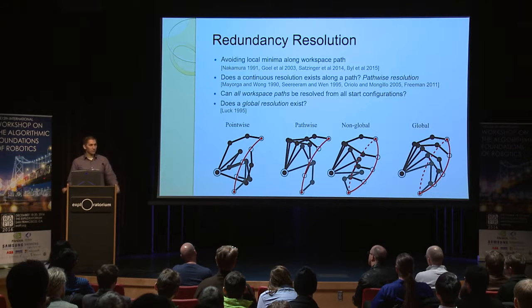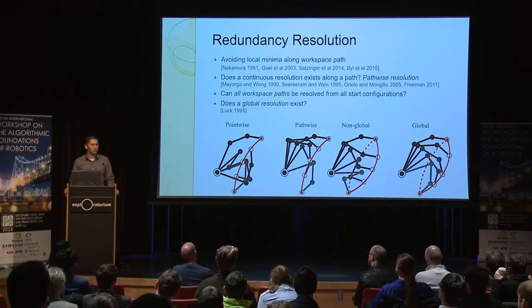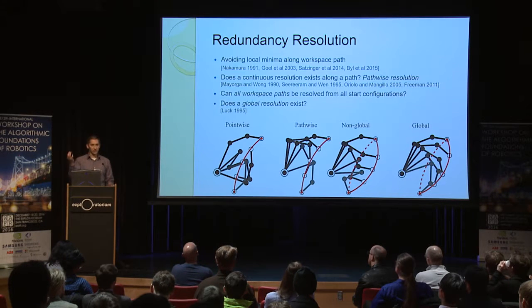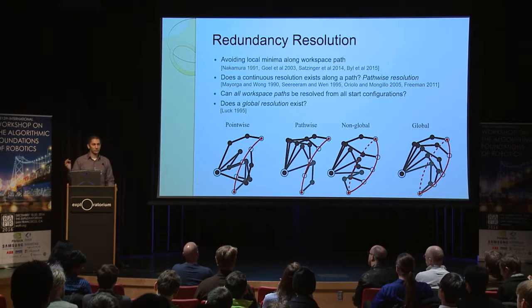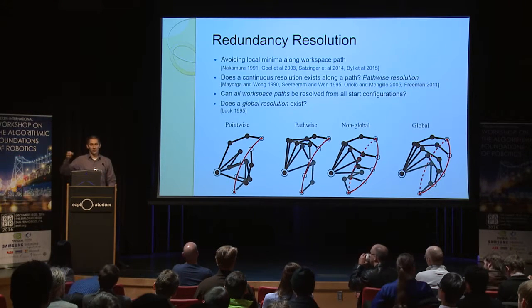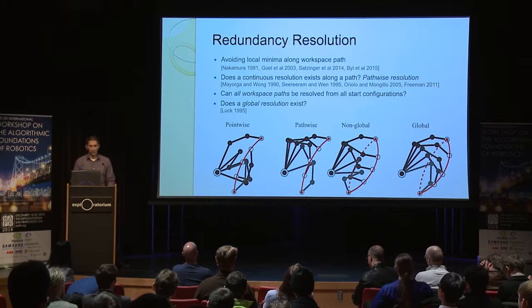Very few people have studied this. I could only find one other example in the literature where people were studying whether or not a global redundancy resolution existed for a given manipulator. A global redundancy resolution would be to have, for each Cartesian space point, a single configuration, and also to have that mapping be a smooth mapping so that you can end up with continuous paths as you interpolate through the Cartesian space.